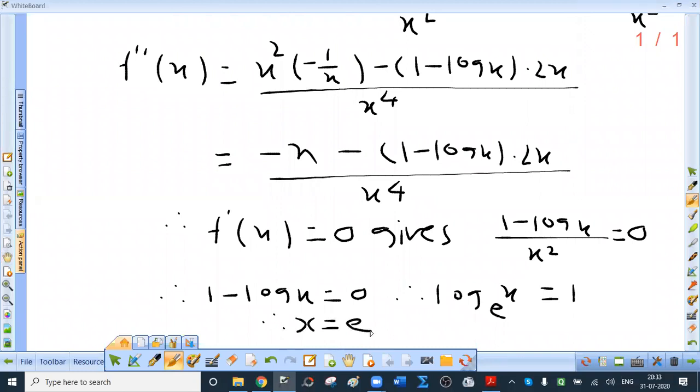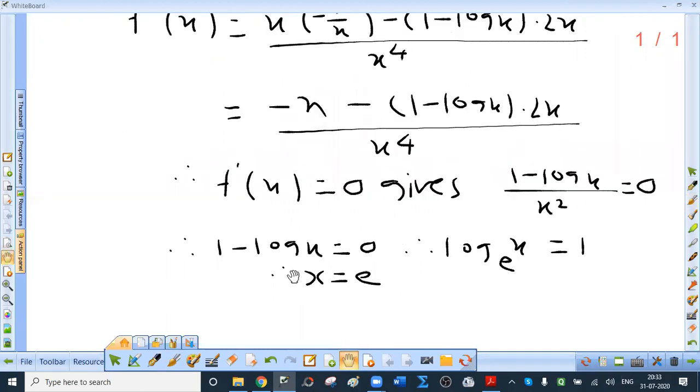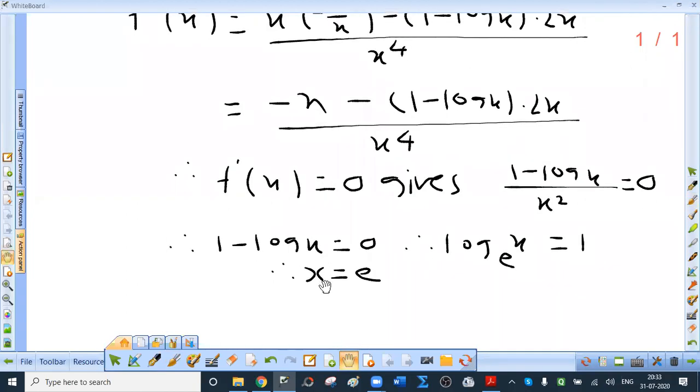Now we have to verify whether the function has maximum or minimum at this point. For that, we will have to find f double dash of e. Let me explain. What is f double dash of e? It will be minus e times 0 directly. Why? Because x equal to e is the root of which equation? 1 minus log x equal to 0. So for 1 minus log x, I can directly write 0 at x equal to e.